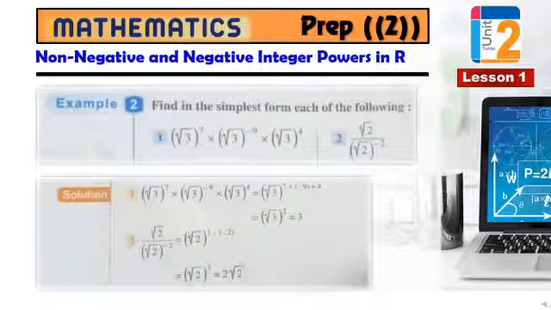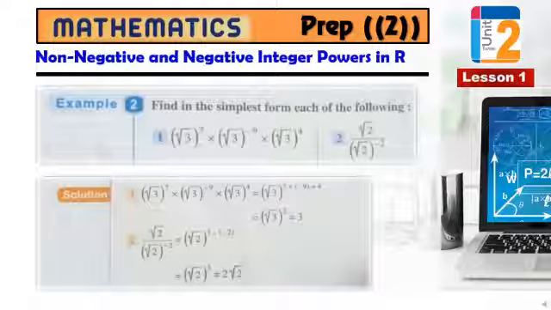Look at this example. Find in the simplest form each of the following. Number 1: square root of 3 to the power 7 times square root of 3 to the power negative 9 times square root of 3 to the power 4. All numbers have the same base, so we keep one base and then add all the powers. So the result is square root of 3 to the power 7 plus negative 9 plus 4, and then put it in the simplest form.